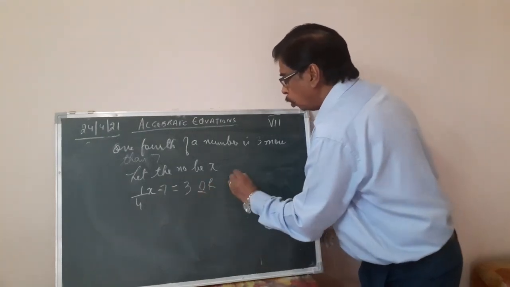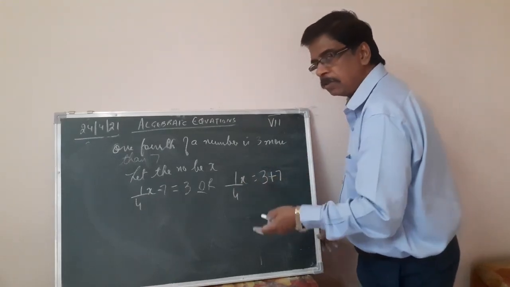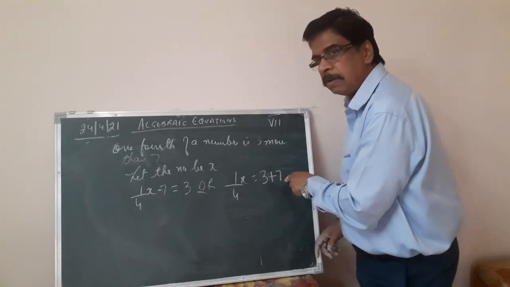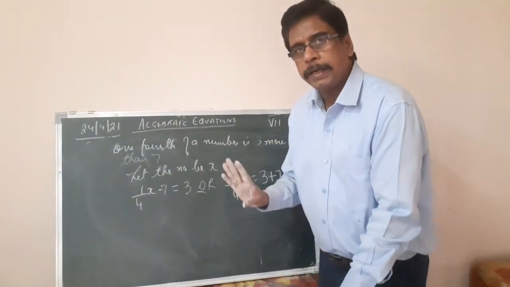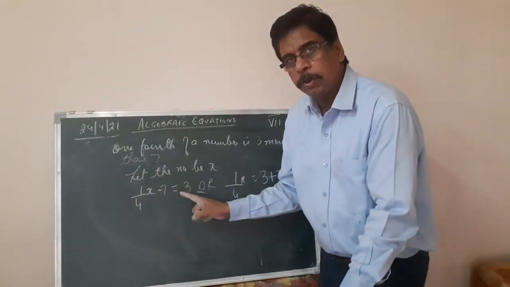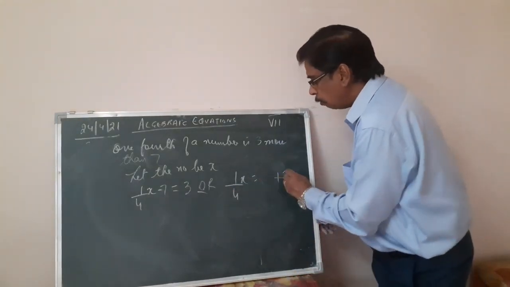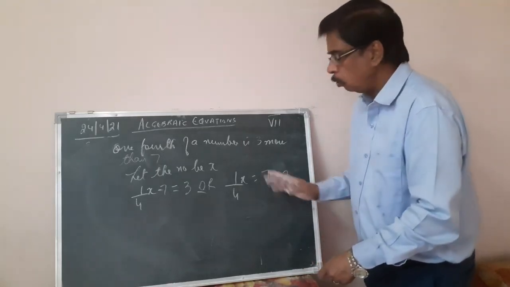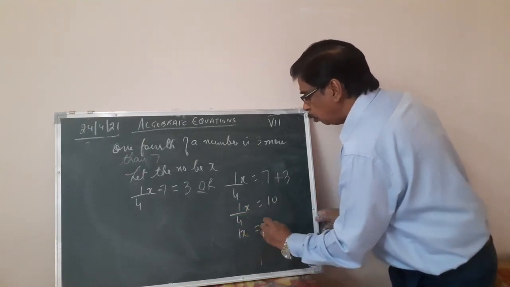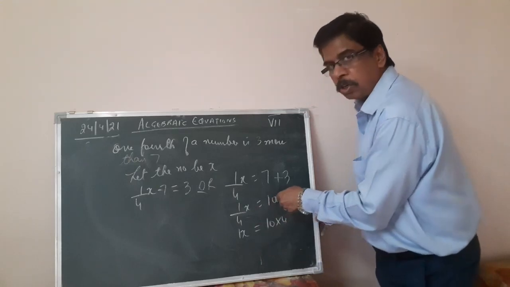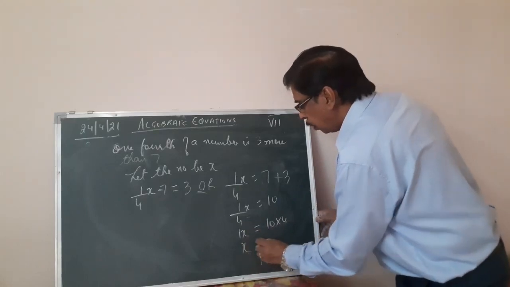Or you can also write 1 upon 4x is equal to 3 more than 7. So 7 plus 3 or 3 plus 7. It is 3 more than 7. Either this or this, both are right. You can write the algebraic equation this way or this way. That becomes 1 upon 4x is equal to 10. So 1x is equal to 10 into 4, because when we cross multiply, when it's divided here, the number is multiplied. So x is equal to 40.